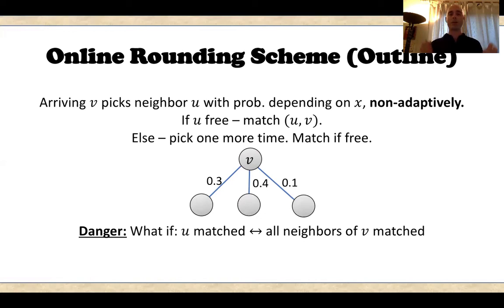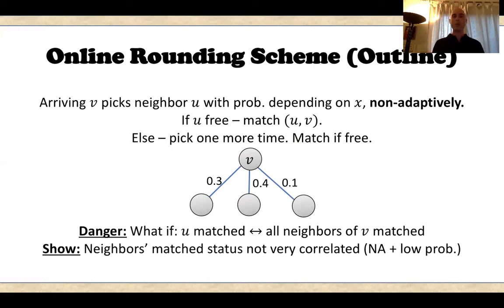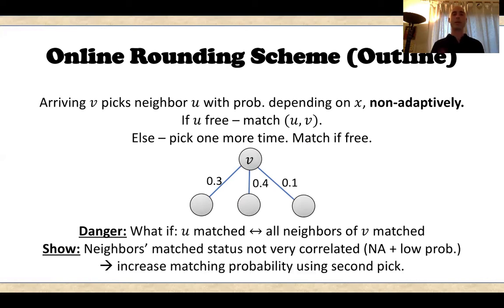Okay, so we need to argue that these different neighbors are not too strongly correlated. And what we show is, indeed, this is the case. These neighbors' match status are not negatively correlated, but they're not very strongly correlated. In particular, we show that their match status is the sum of negatively correlated variables plus low probability events. So all in all, you can show that their correlation is somewhat bounded. And using this, we can show that the second pick of V will actually increase the marginal probabilities of all of its neighbors to be matched.